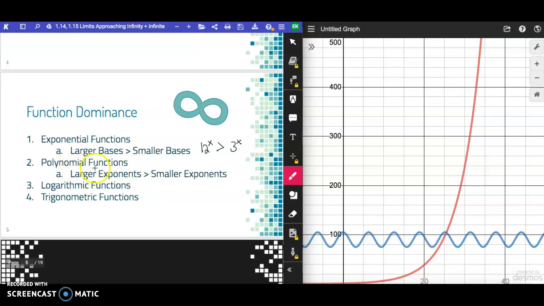Next highest, or the next most dominant, are polynomial functions. So larger exponents versus smaller exponents. Larger exponents will win. So if you have, for example, x to the 24th, that's going to beat out x to the 2.9, because 24 is bigger than 2.9.